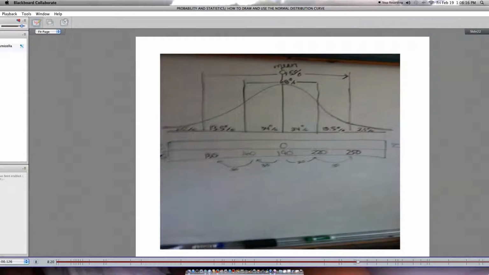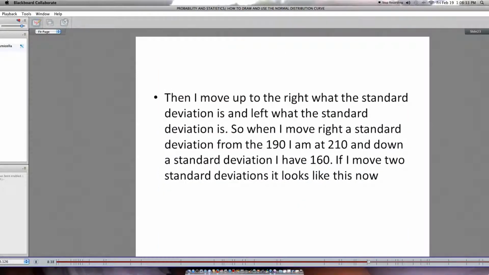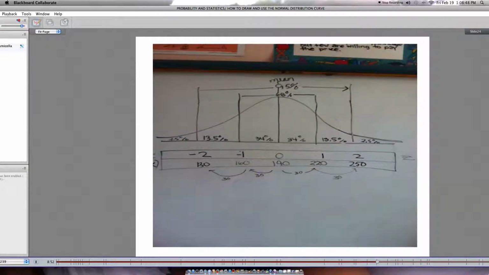And 1 standard deviation gets me to 220. 2 standard deviations means I go 30 more. That gets me to 250. And also on the left, you go in increments of 30 for each standard deviation. Then I line up my information, my standard deviations. And now I know where my percentages are because it's always the same using the empirical rule. 68%, 95%, 99.7%, which you can then break up.